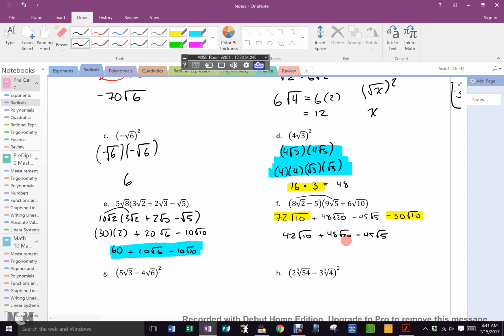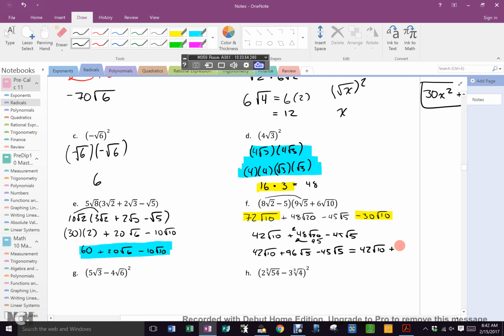What does 20 become? 4 times 5. Does 4 have a square root? What is it? So what comes out? 2. So now I've got 42 root 10 plus 96 root 5 minus 45 root 5. And that has led me to a final step. There's one more like terms, isn't there? 96 minus 45. What does that give me? What does that give me? 51.